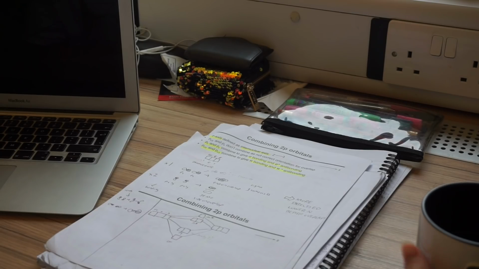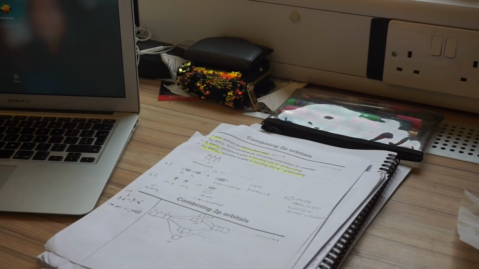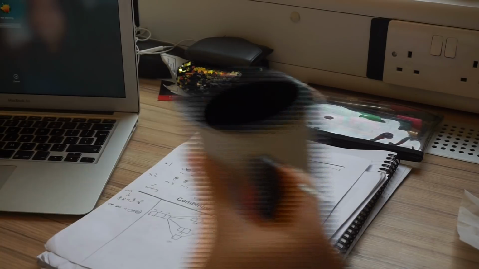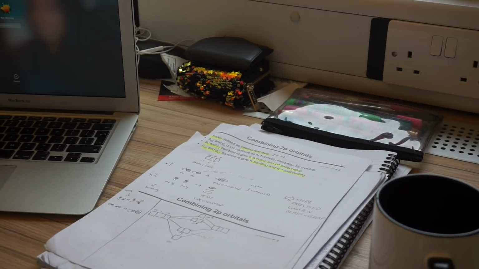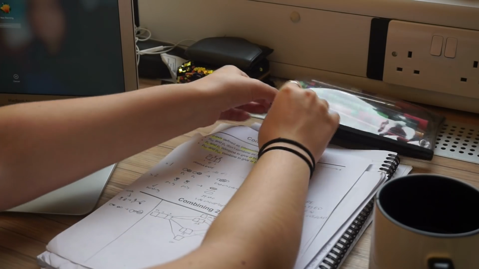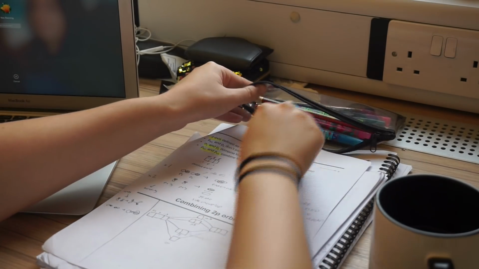Today I have decided to do my very first revise with me. Basically it's a study with me, but it's specifically for my chemistry exam. For those of you who don't know, I'm studying biochemistry at uni and I'm in my first year, so I've just finished my exam. And in this particular video I was revising for my inorganic and physical chemistry exam.